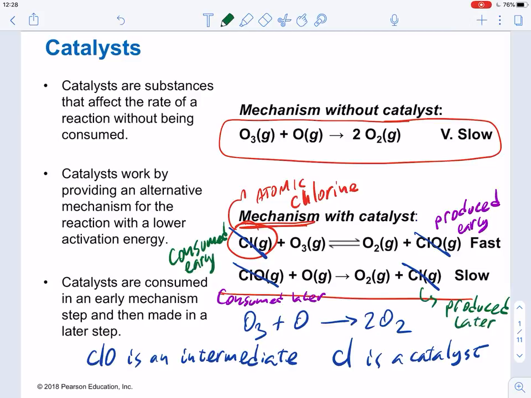Both the intermediate and the catalyst will not appear in your overall reaction, but the behavior is different. Okay, once again, the intermediate is produced early and then consumed later. The catalyst is consumed early and then produced later. So that's the main way in which you can differentiate. If I give you a mechanism and I don't tell you anything about what each species is doing, just by looking at the mechanism and determining what your overall reaction is, you can give me all the information that I need. Who is a product, who is a reactant, who is an intermediate, and who is a catalyst.